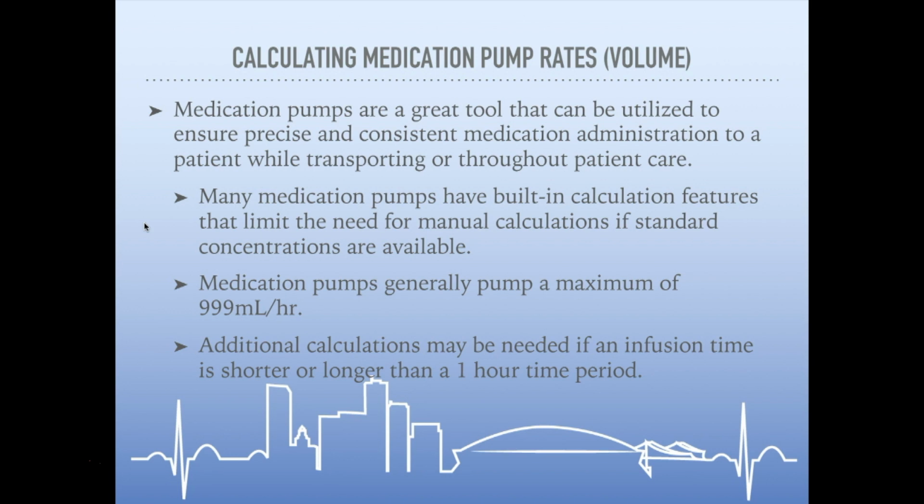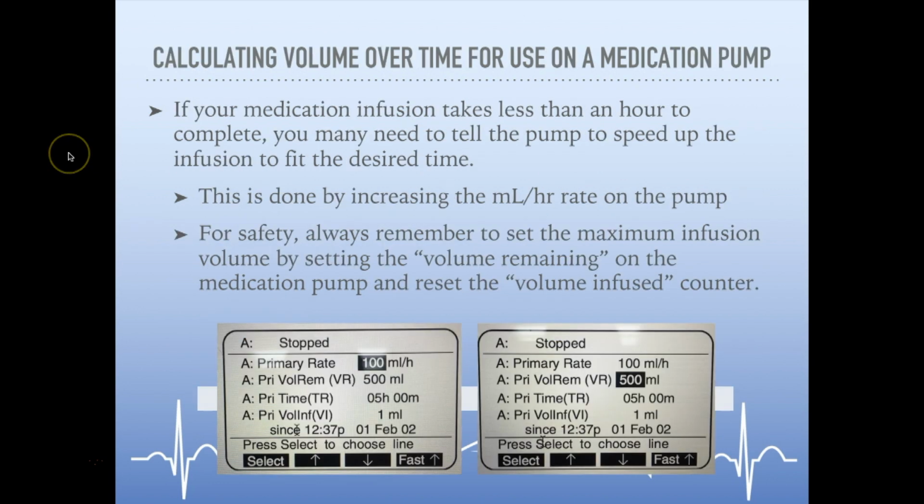Medication pumps generally pump a maximum of 999 mL per hour. So additional calculations may be needed if an infusion is longer or shorter than a 1 hour time period. If your medication infusion takes less than an hour to complete, you may need to tell the pump to speed up the infusion to fit the desired time. This is done by increasing the milliliter per hour rate on the pump. For safety, always remember to set the maximum infusion volume by setting the volume remaining on the medication pump and resetting the volume infused on the counter.